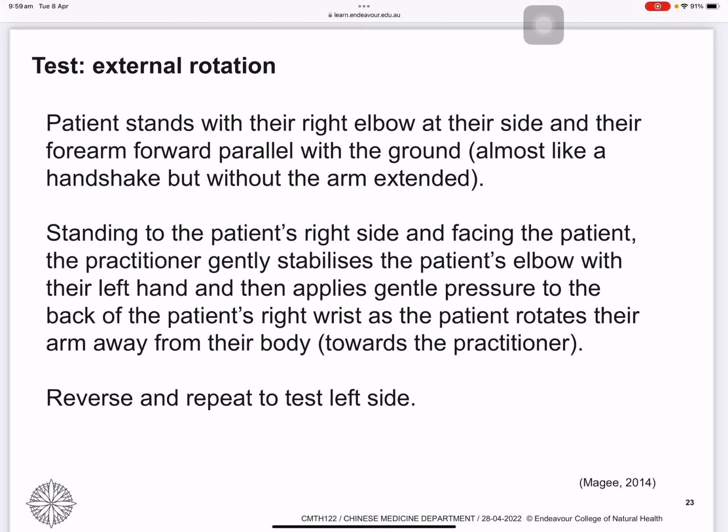In this video, we will take a closer look at the external rotation lag sign to diagnose full thickness rotator cuff tears.